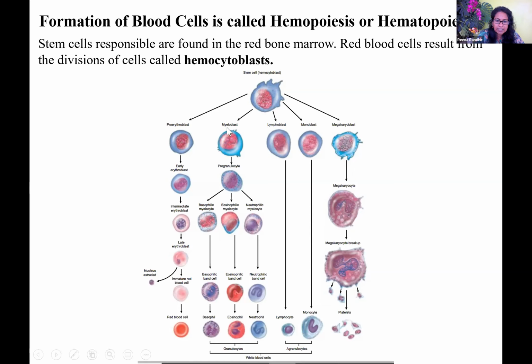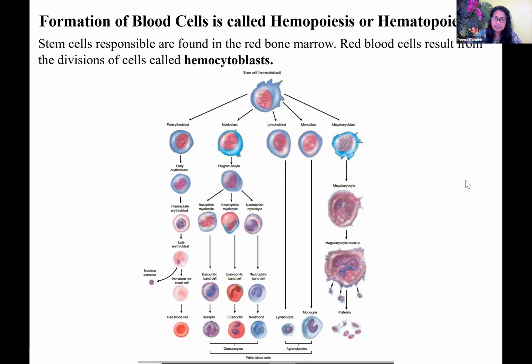Lymphoblast differentiates to form lymphocytes. The monoblast differentiates to form monocytes. They don't have granules, so when you stain them, you don't see dots there. So they are called agranulocytes. These are all fighter cells, defense cells.